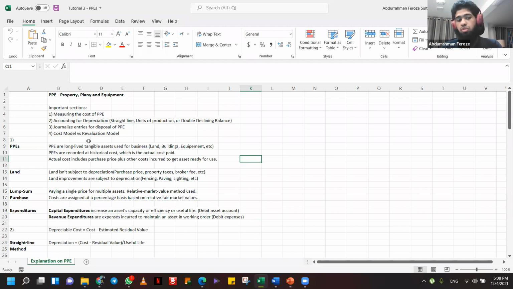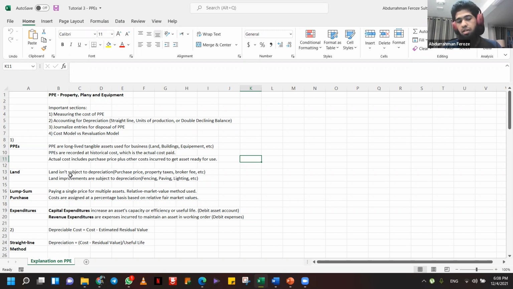All right. So firstly, what are PPE? PPE are long-lived tangible assets used for business. They are generally recorded at historical cost, which is the cost paid for the PPE, and the cost that is written down is not only the purchase price, but there are also other costs, like installation costs, delivery costs, any cost that is required to get the asset ready for usage is classified under the total cost of the PPE that you are recording, right?